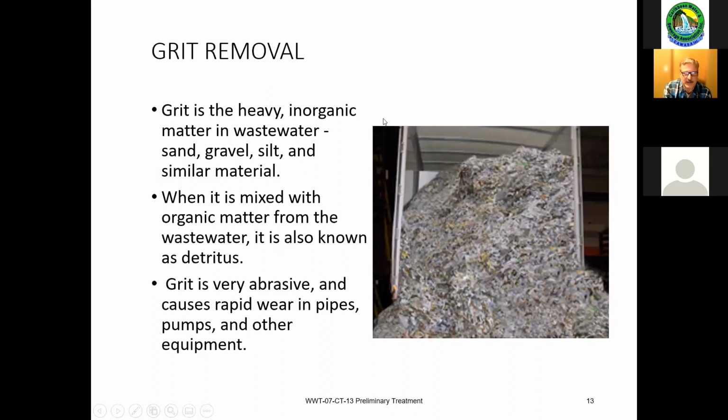Grit removal. So grit's the heavy inorganic matter in wastewater. So sand, gravel, silt. When that material is mixed with organic matter, it's known as detritus. I'd remember that term because you're probably going to see that on an exam or something similar. So basically, your initial grit removal system that contains inorganics and organics together is detritus.